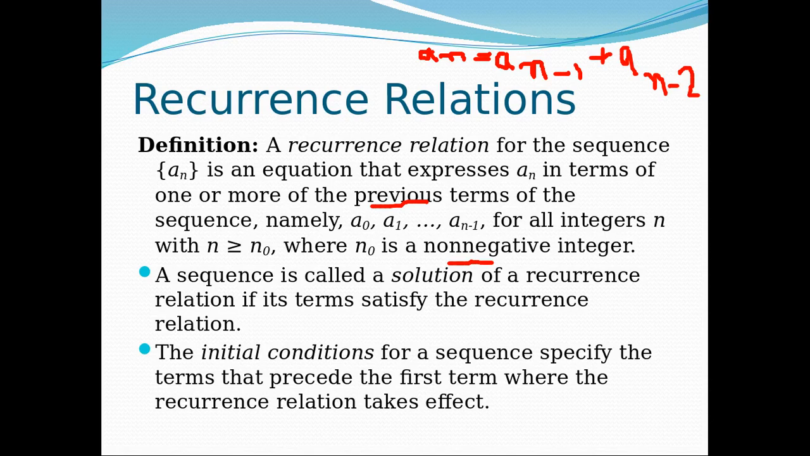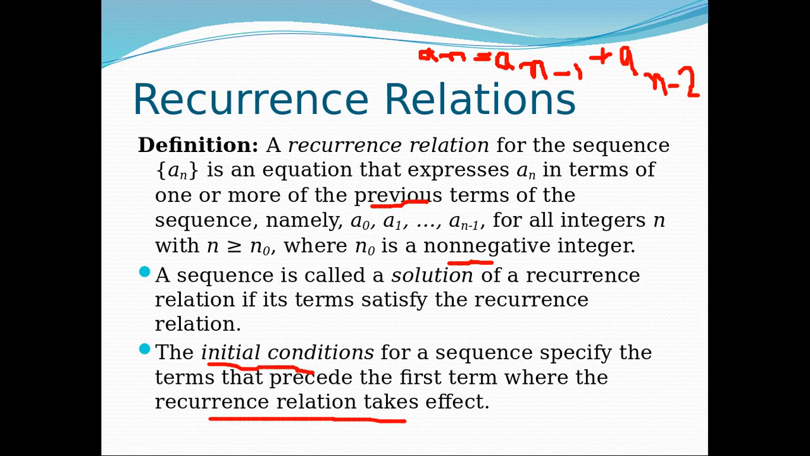So this thing is called the initial condition. We'll have to describe the initial conditions for a sequence to specify the terms that precede the first term where the recurrence relation takes effect, which means that the recurrence relation would start from the value from which the previous values define the relation.